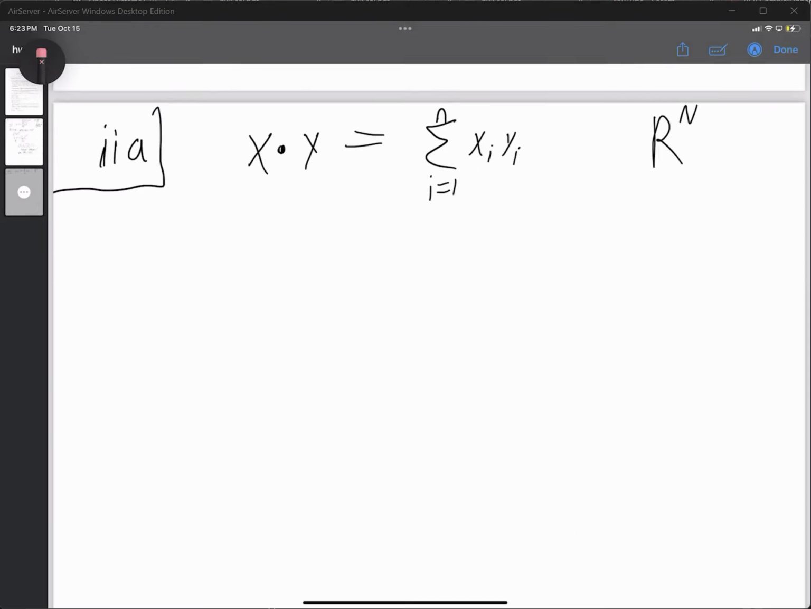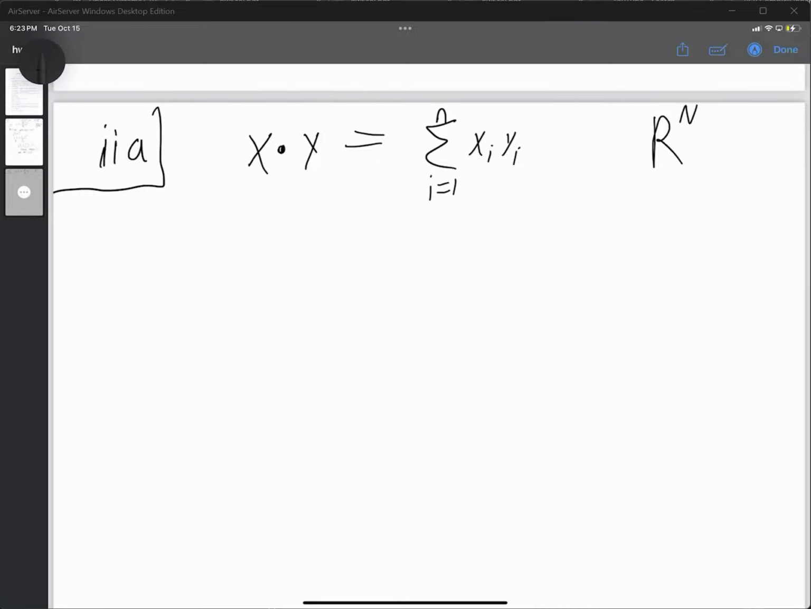So for this one, we're doing conjugate symmetry. I don't even know if I spelled that right. Symmetry. I don't want to keep this word. Didn't write it well. Okay.